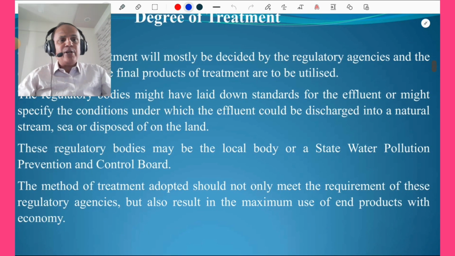The method of the treatment adopted should not only meet the requirement of these regulatory bodies or agencies, but also result in maximum use of end products with economy. So, we can use that end products of the sewage treatment with economy. That is also the objective.